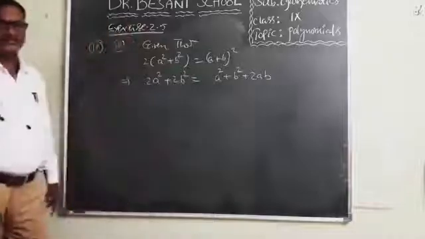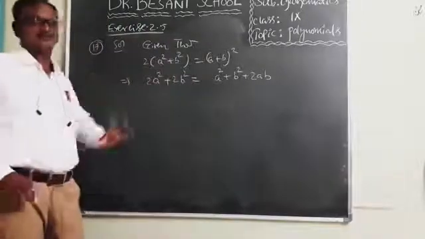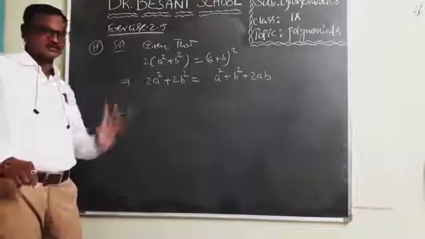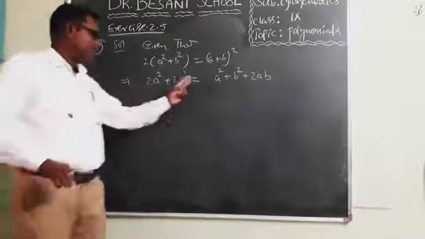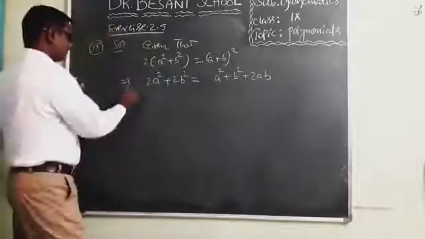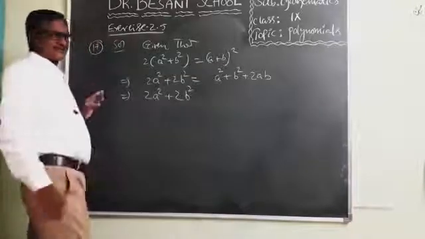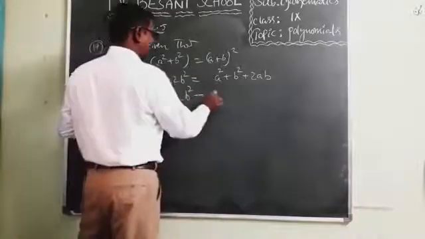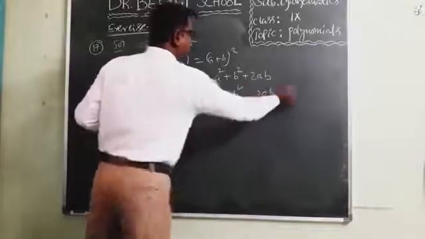Okay, children? The condition is 2 into a square plus b square equal to a plus b whole square. It is given. From this we need to show that a is equal to b. 2a square plus 2b square equal to a plus b whole square. I have expanded a square plus b square plus 2ab. Now this is 2a square plus this is 2b square. Bring those to left hand side. The signs will be changed. It comes as minus a square, minus b square, minus 2ab equal to 0.